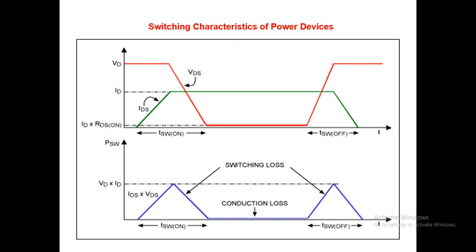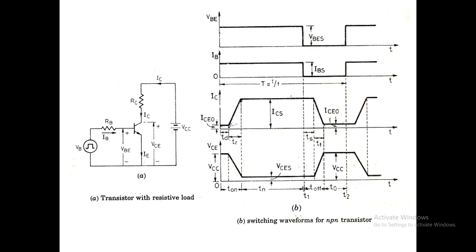The switching characteristics are nothing but, during the turn on and the turn off period, or the transition from turn on to turn off or turn off to turn on, we will have some period for the transition from one period to another. For the turn on to turn off or turn off to turn on, we will have some transition time. That is called the switching time. That switching time will decide the switching losses. First we can see the transistor, that is, the BJT switching characteristics.